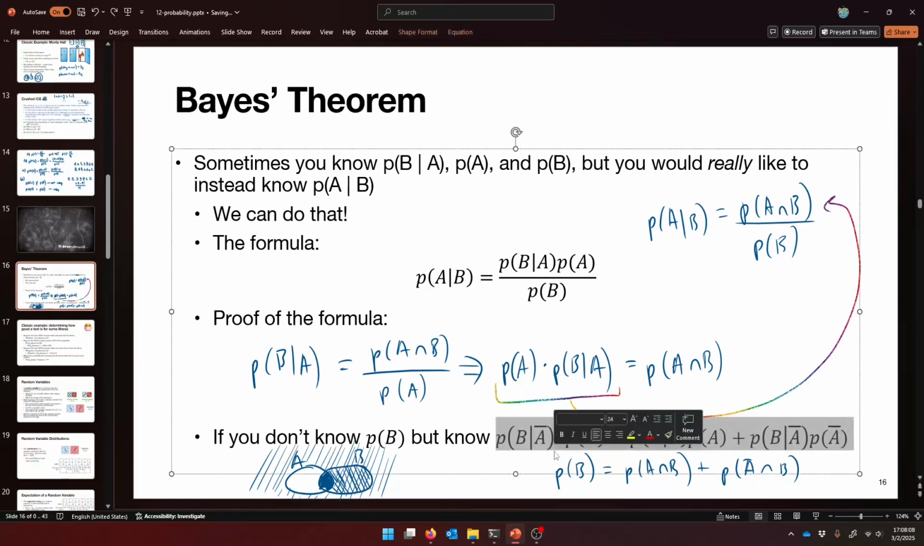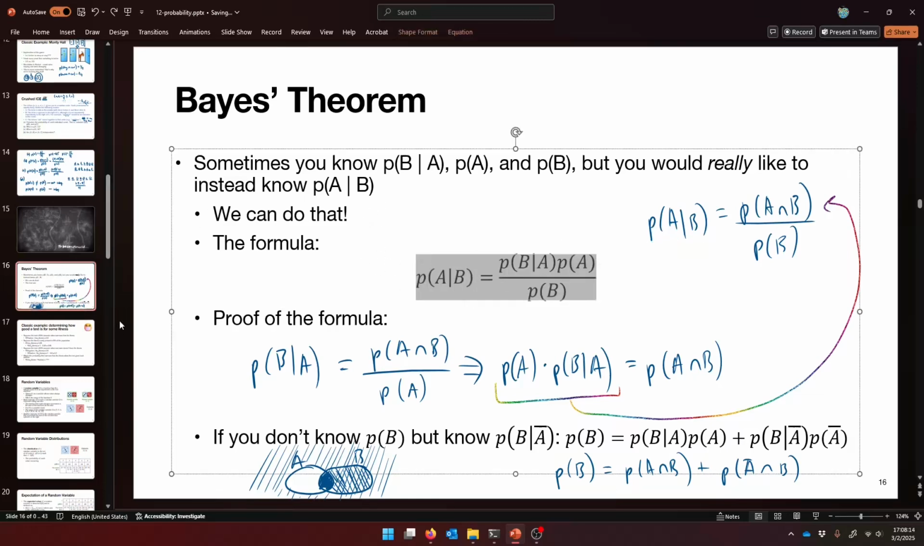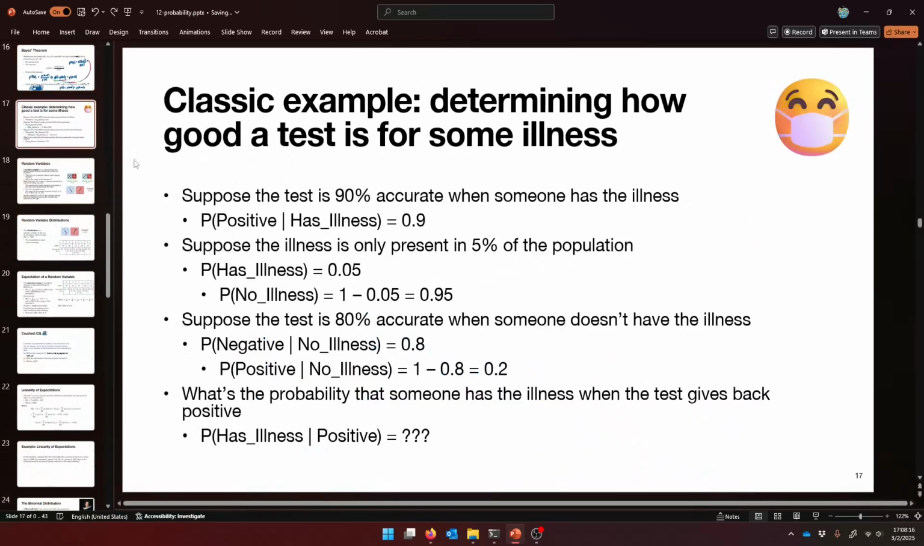Sometimes it's easier to know this for reasons, but that's Bayes' theorem. All right, there's your formula. You can flip your conditional probability. It's very useful, very helpful. All right, so here's a standard example of why that might be useful.